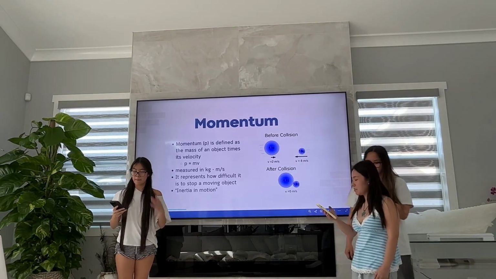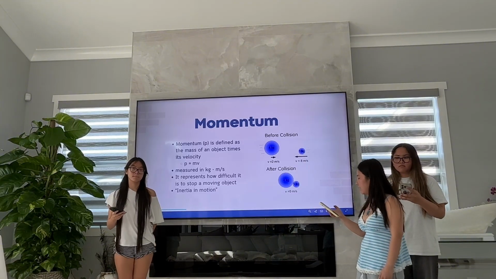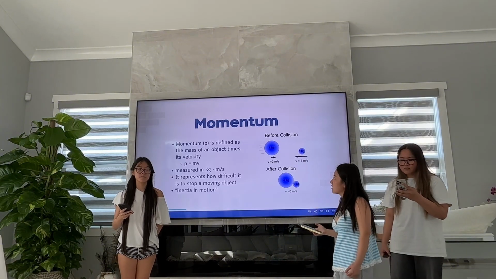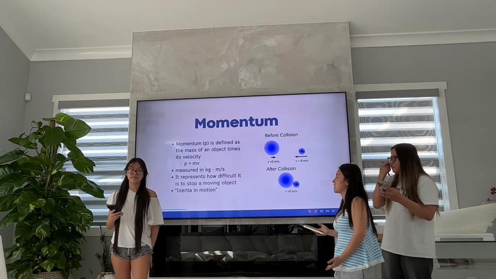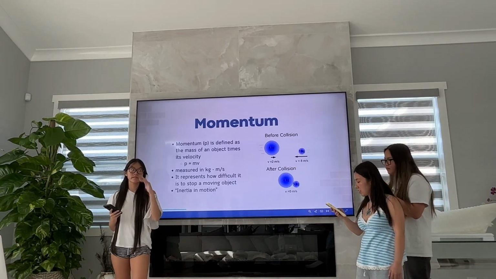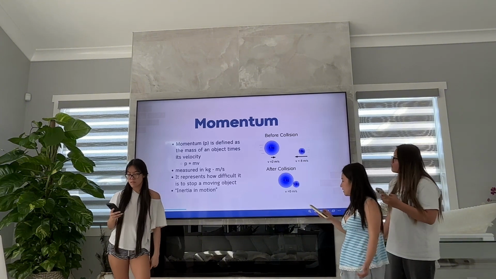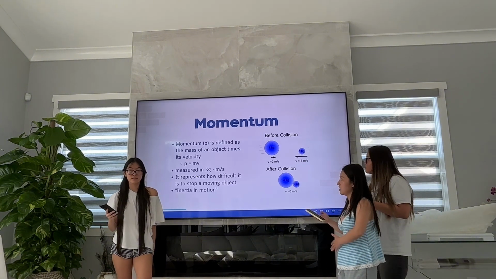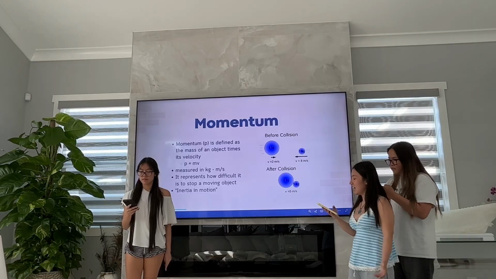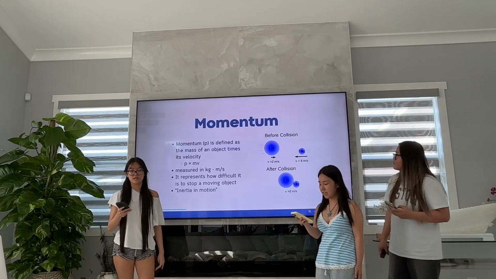Okay, first off, we start with momentum. Momentum, represented by P, is defined as inertia in motion, which is the mass of an object times its velocity, P equals m times v. It represents how difficult it is to stop a moving object and is calculated as mass times velocity, as we already said. The unit for it is kilogram times meter per second.